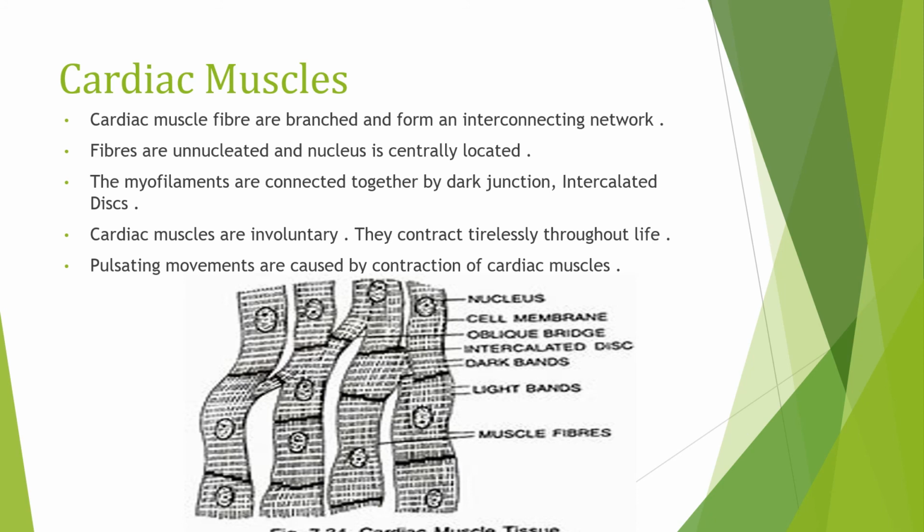So in the figure you can see this, there is a prominent nucleus, nuclear membrane, and there is intercalated disc. देख रहे हैं ना आप intercalated disc? ये क्या है? Myofilaments are connected together. वही ये dark junction देख रहे हैं? This is called the intercalated disc, and the muscle fibers are branched. You can see this. They are forming an interconnecting network.